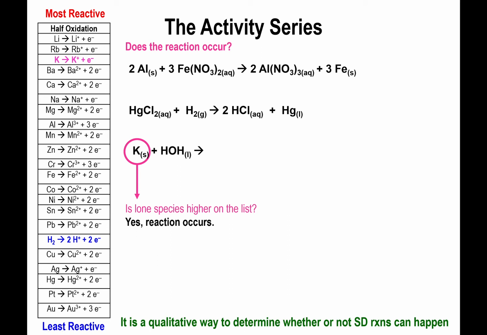In fact, not only does it happen, but because they are so far apart on the table, this reaction is actually a little bit dangerous if you're not conscientious about how you're performing it. So I personally wouldn't recommend that you do this. This is kind of a dangerous reaction.